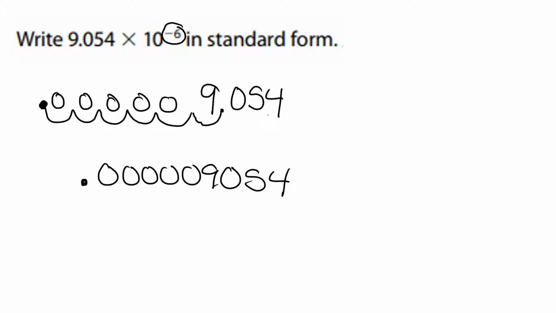0.0000009054. Remember, positive exponents represent large numbers, negative exponents represent small numbers. This negative 6 tells me it is a small number, so the zeros need to be in the front of the problem.